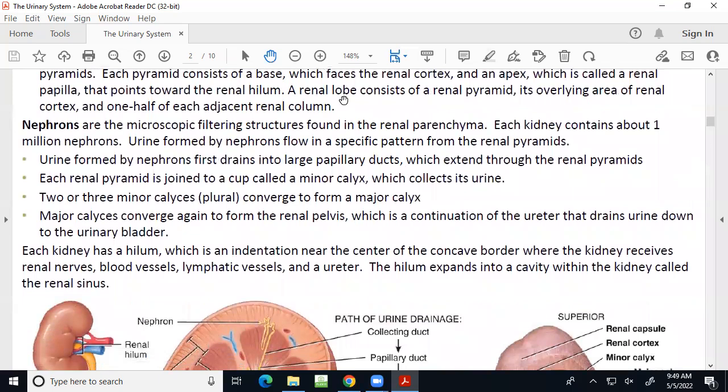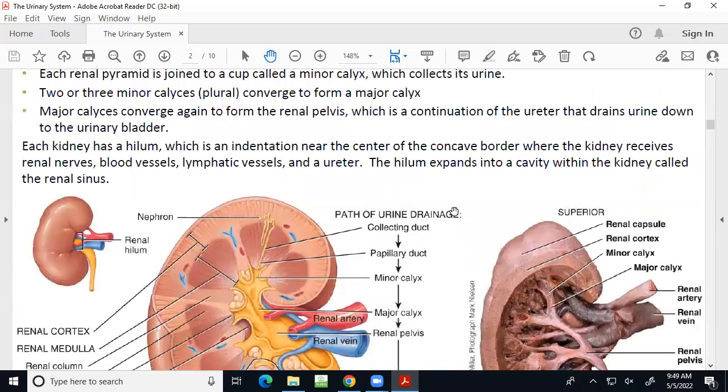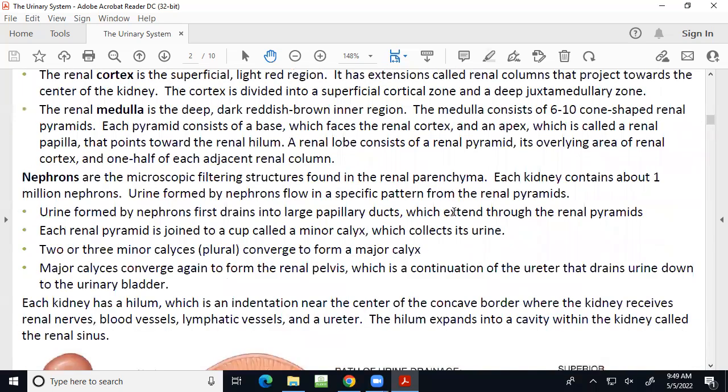Okay, let's first talk about a renal lobe. A renal lobe consists of a renal pyramid, its overlying area of renal cortex, and 1/2 of each adjacent renal column. So essentially, it's very nicely shown here with the dark black line. It's got one pyramid, the cortex surrounding that, and then 1/2 of a column on each side. So that creates a renal lobe. That's just kind of the functional unit of the kidneys, and you can see, probably going to be around 6 to 10 of those in the kidney, because there's about 6 to 10 of those renal pyramids.